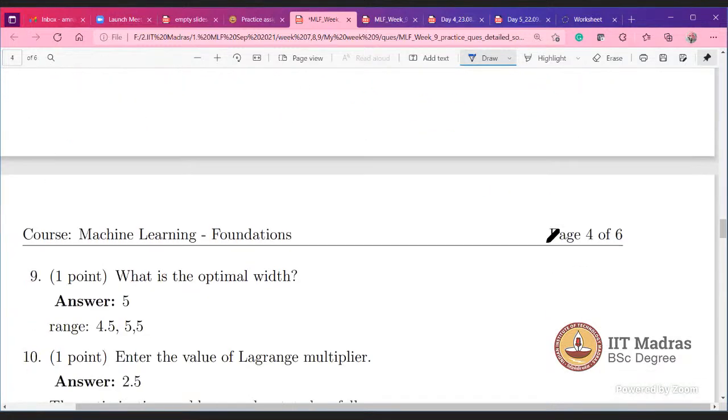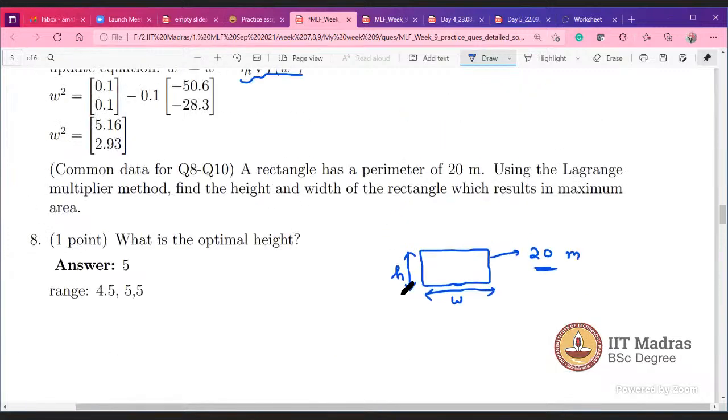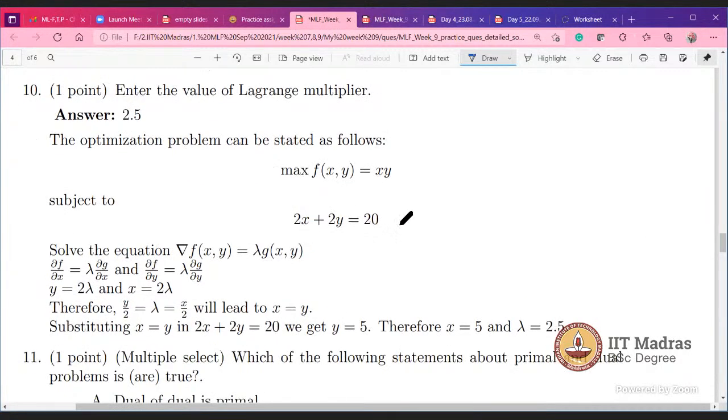So what is your perimeter formula? 2x plus 2y equal to 20. And then we can use this. This is our optimization formula, x into y. And this is our constraint equation. So that is how Lagrange comes in.